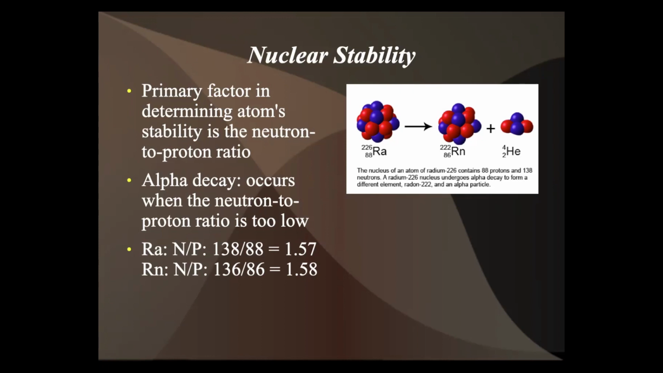So for atoms that are too massive, there's glue. Well, it's like glue, it's not really glue. It's a force that sticks neutrons and protons together. But if you have an unbalanced amount of protons and neutrons, then the force cannot pull them together tightly enough and it becomes unstable.